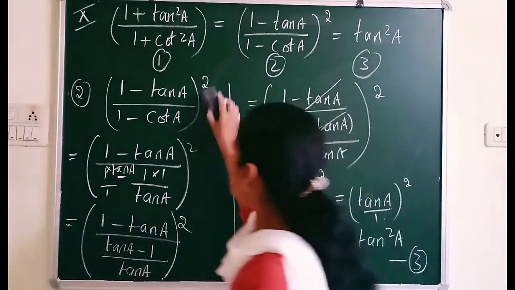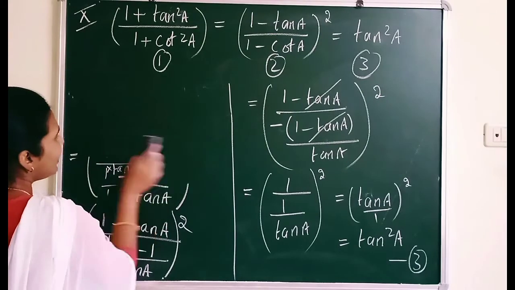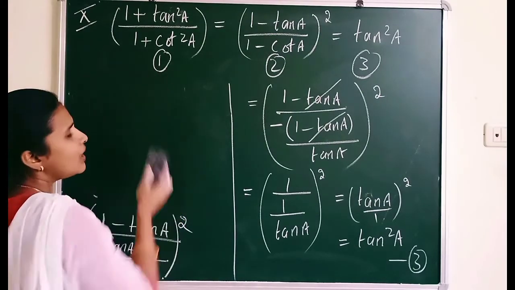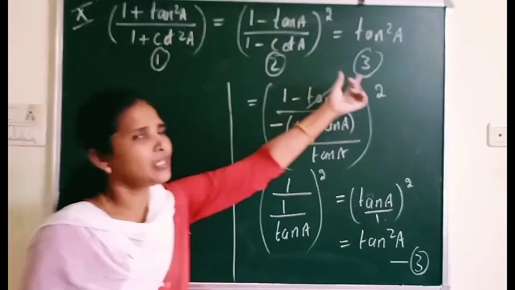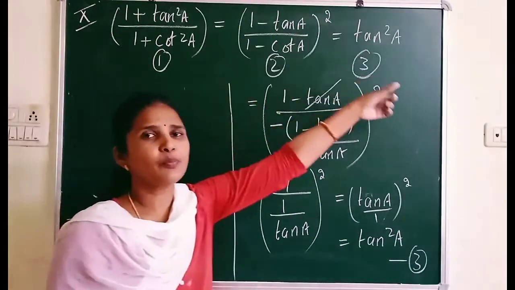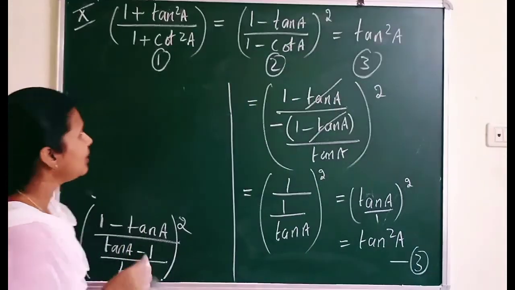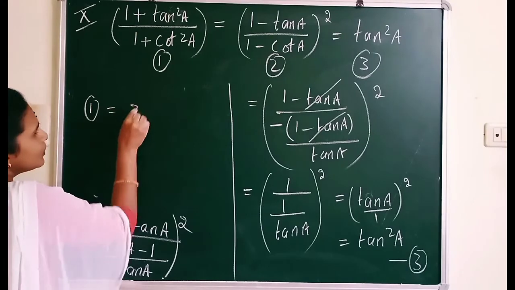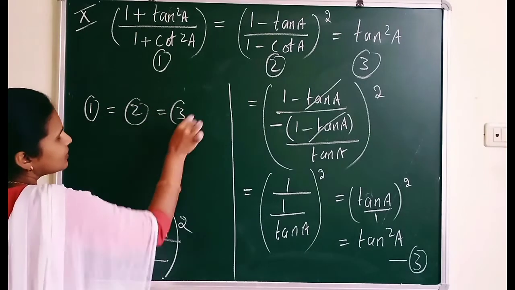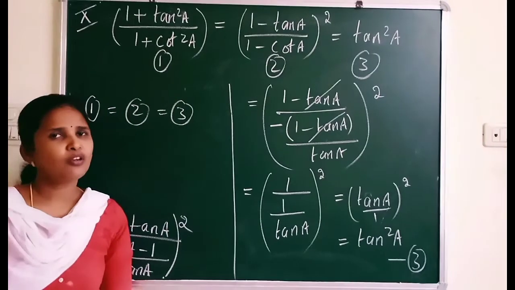So with this I can tell, whatever I marked as 1, I took 1 and proved 3, and we took 2 and also proved it as 3. So from this I can tell 1 equals 2 equals 3. So hence it is verified or proved.